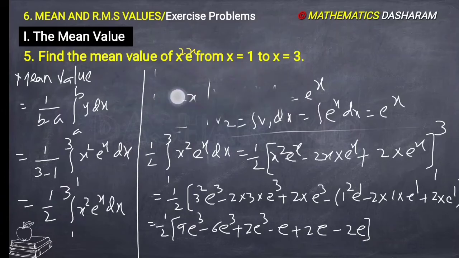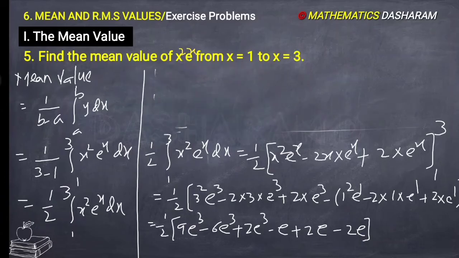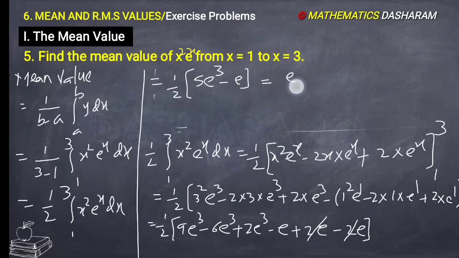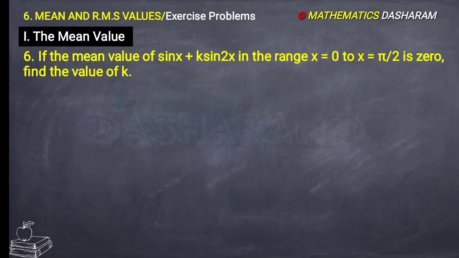So it is equal to 1 by 2 into (9e cube minus 6e cube is 3e cube, 3e cube plus 2e cube is total 5e cube). Next, plus 2e minus 2e cancel, minus e. So here we can take e common, so e by 2 bracket of 5e square minus 1. This is our required answer.